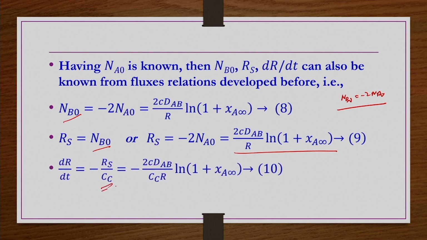and then dR by dt we found as minus R_s by C_c from equation number 5, which we have already derived. Here R_s is nothing but minus 2 N_A0, that is 2 C D_AB by R ln(1 plus x_A infinity), divided by C_c, with this minus sign. So that is dR by dt. We got all the quantities: flux, rate of reaction, dR by dt, all of them are interrelated now. If we know the size of the particle and the stream conditions, we can find whatever we want. So the second part of the problem is also completed.